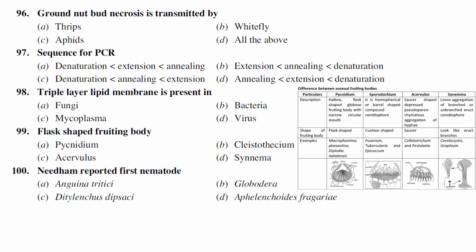Next one, groundnut bud necrosis is generally transmitted by. So groundnut bud necrosis virus is transmitted by. It is a very important one. In the previous year questions also it was repeatedly asked. Thrips, groundnut bud necrosis virus is transmitted by Thrips tabaci.